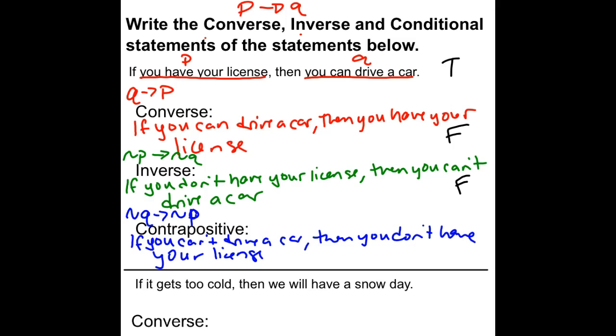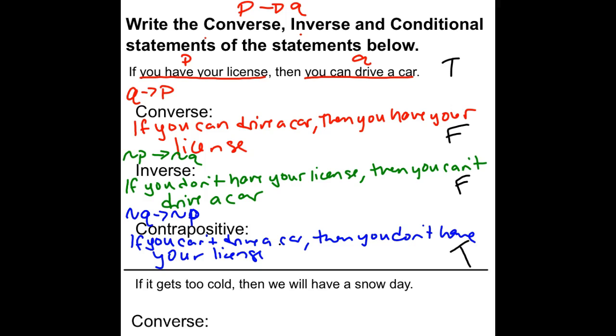And the contrapositive, if you can't drive a car, then you don't have your license. That's actually going to be true. If you can't drive a car, you don't know how, which means you never took the classes, which means you don't have a license. The interesting thing that happens is if the conditional, this first statement, the one that was typed out, is true, then the contrapositive will also be true. They have the same value. And the converse and the inverse always have that same true or false value as well.